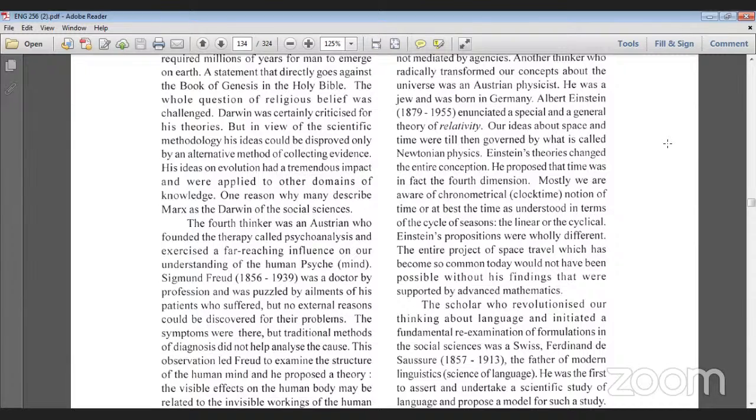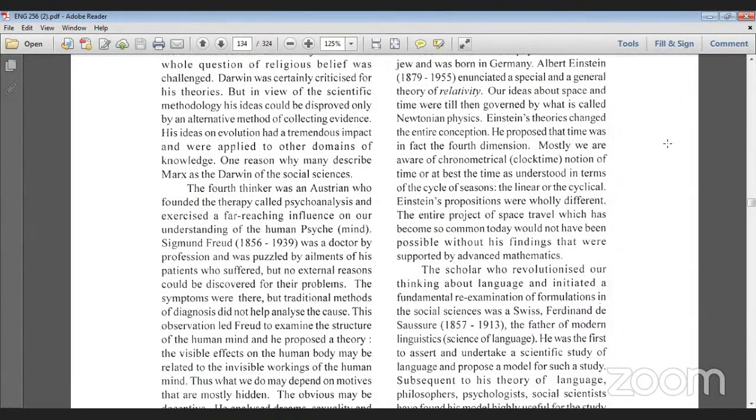Freud, 1856 to 1939, was a doctor by profession and was puzzled by elements of his patients who suffered from symptoms for which no external reason could be found. The symptoms were there, but traditional methods of diagnosis did not help analyze the cause. This observation led Freud to examine the structure of the human mind, and he proposed a theory. The visible impact on the human body may be related to the invisible working of the human mind.